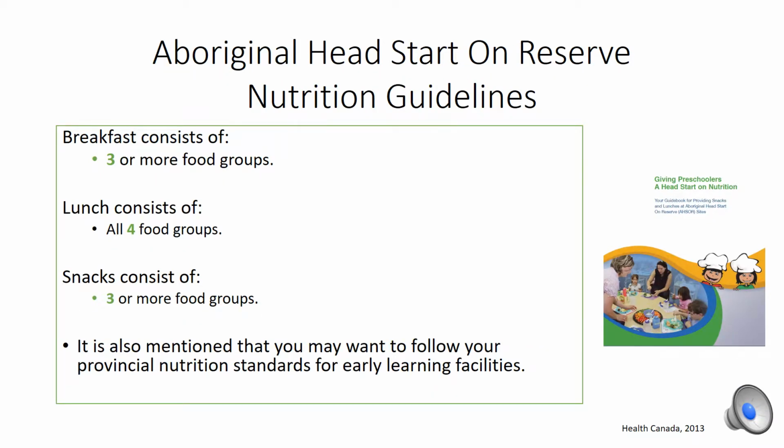The Aboriginal Head Start on Reserve Nutrition Guidelines indicate that breakfast should consist of 3 or more food groups, lunch consists of all 4 food groups, and snacks should consist of 3 or more food groups. It is also mentioned that you may want to follow your provincial nutrition standards for early learning facilities.